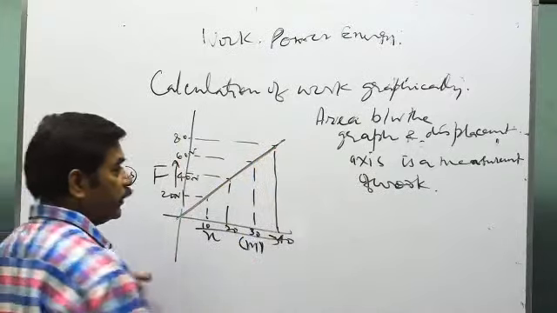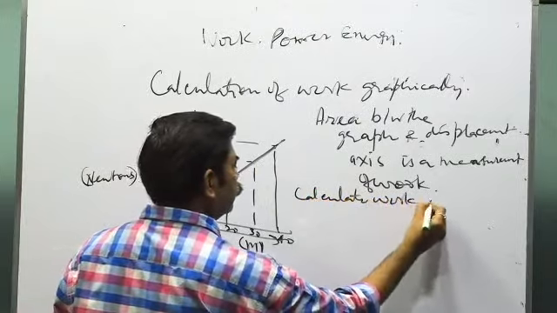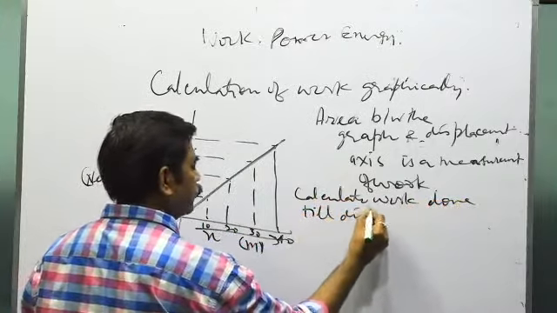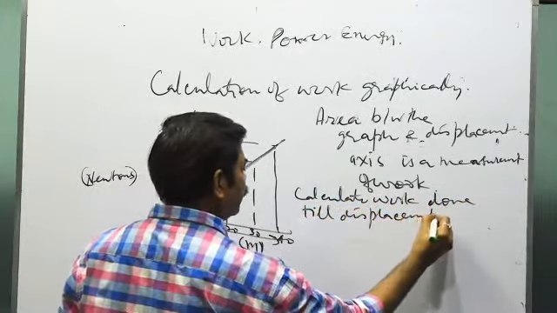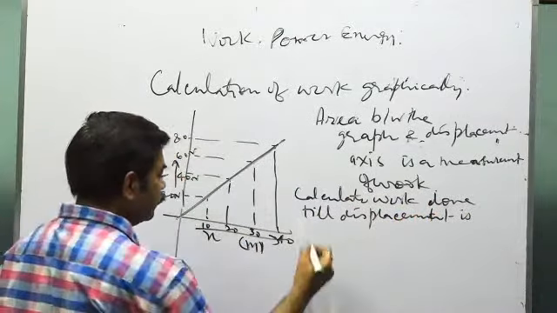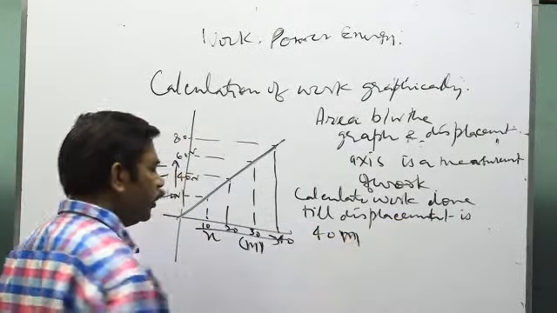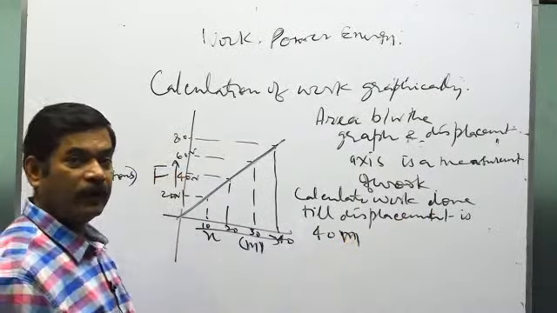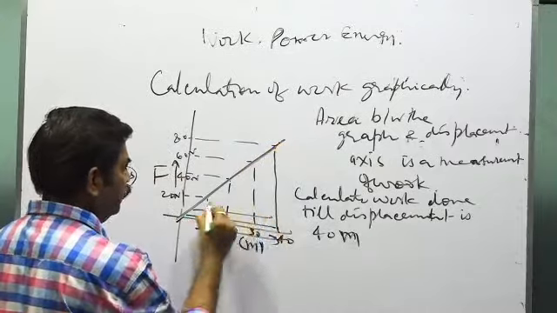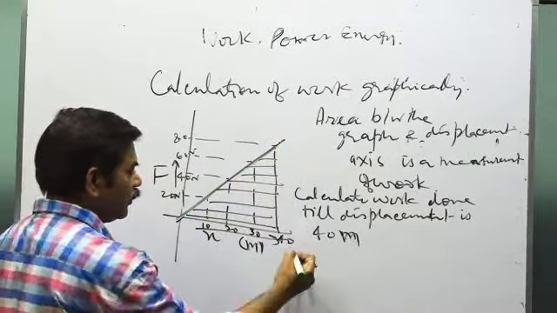Now suppose the question is to calculate work done till displacement is how much? It's 40 meters. So what you have to do? You have to calculate the area between the graph and the displacement axis, this complete area. Is that clear? So how much will be the work done W?